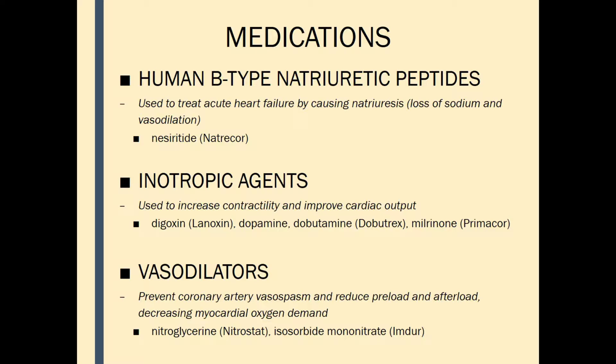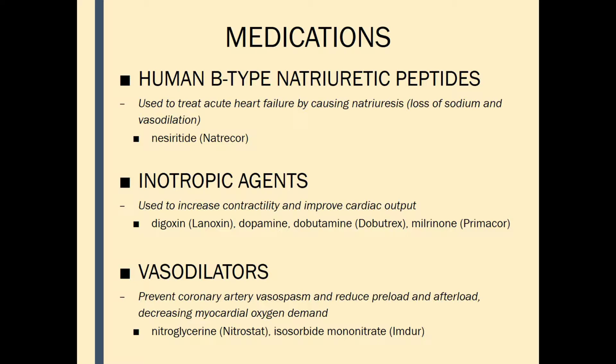Human BNP. These are used in cases of acute decompensated heart failure. So Natrecor is the most common. It's given IV only, so it can only be used in the hospital, but it reduces pulmonary pressure by causing loss of sodium and water, and it also causes vasodilation.